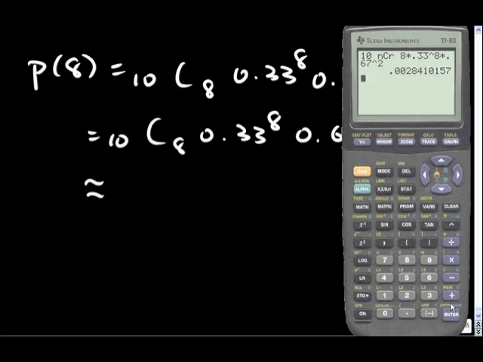The answer is what we see here, and the 8 is in the 10,000ths position. The digit to the right is a 4, so we do not add 1 to the 8. The answer is 0.0028.